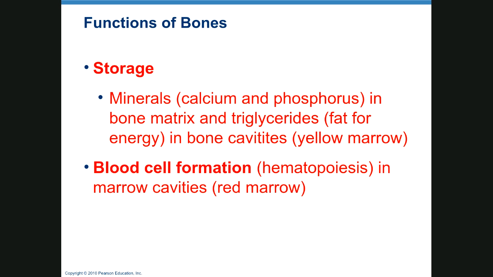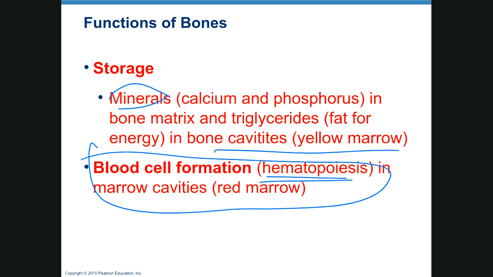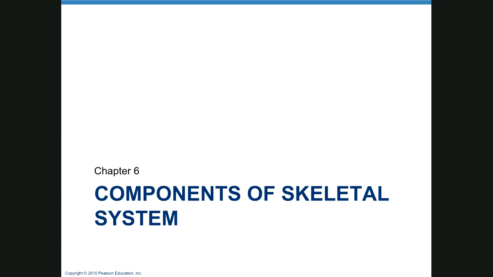Okay, there we go. All right, so storage of minerals like calcium and phosphate minerals. Yellow marrow is a storage of fat. This is important: blood cell formation. We talked about it, it's called hematopoiesis. So that would be another function of bone. So let's start just by reviewing the functions of bone tissue.